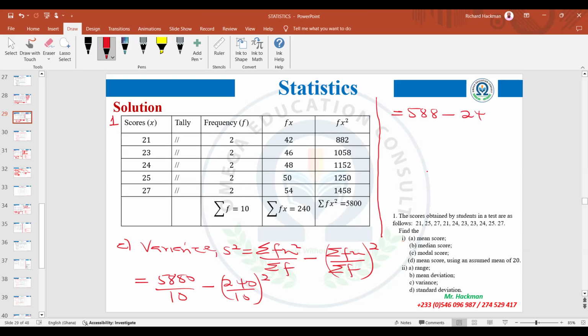This is 5800. Oh, forgive me. So 10 should be here. Then what? 4. 24 then squared. So at this point, deal with the square first. Give me the square of that, then your final answer will come.